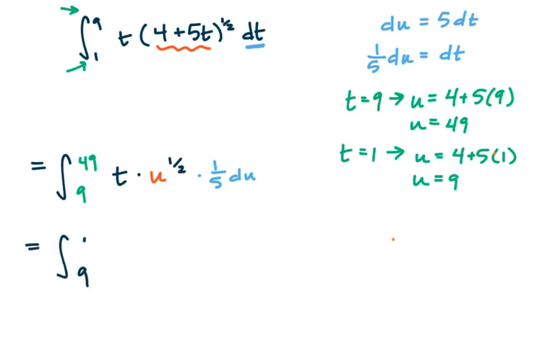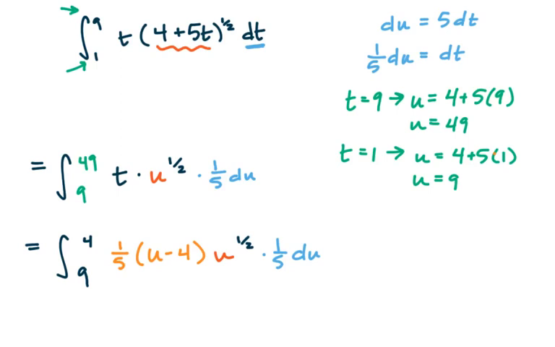and that's going to give me the integral from 9 to 49, 1/5 u minus 4. I still have my u to the 1/2, and I have times 1/5 du. So this is a point where I would encourage you to pause the video and make sure you understand the way I've rearranged this problem.